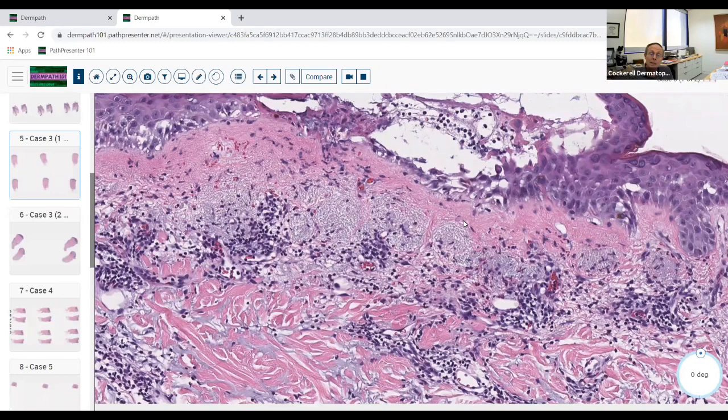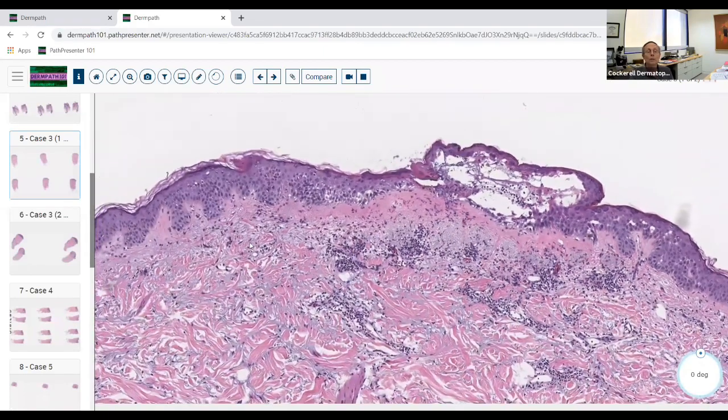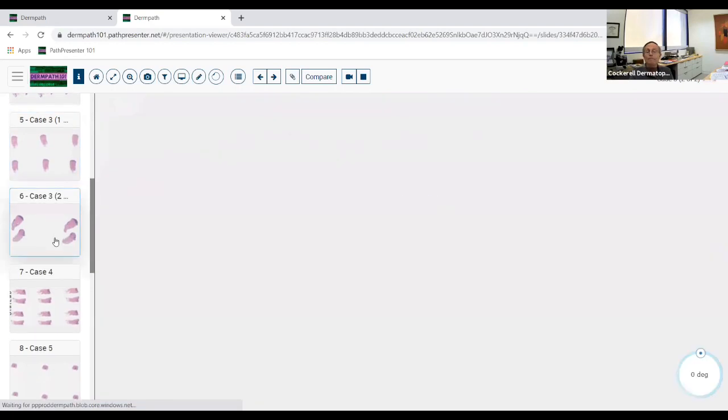So just because you get a diagnosis back of Grover's in a young person, don't think your dermatopathologist doesn't know what he's talking about. Sometimes Grover's disease doesn't read the textbook and it appears in people of different ages. So that's an example of Grover's, which is yet another intraepidermal vesicular dermatitis.